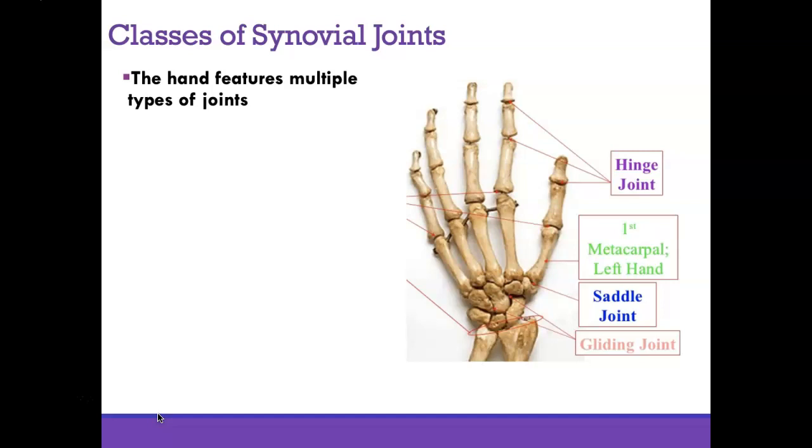So the hand features multiple types of joints. So we can see over here, in between the phalanges, we have hinge joints, which allows us to flex our fingers. You also have, we said the saddle joint is the trapeziometacarpal joint that allows opposition of the thumb. We have the gliding joints, aka the plane joints, of the carpal bones. So again, you see a lot of different kinds of joints just within the hand itself.